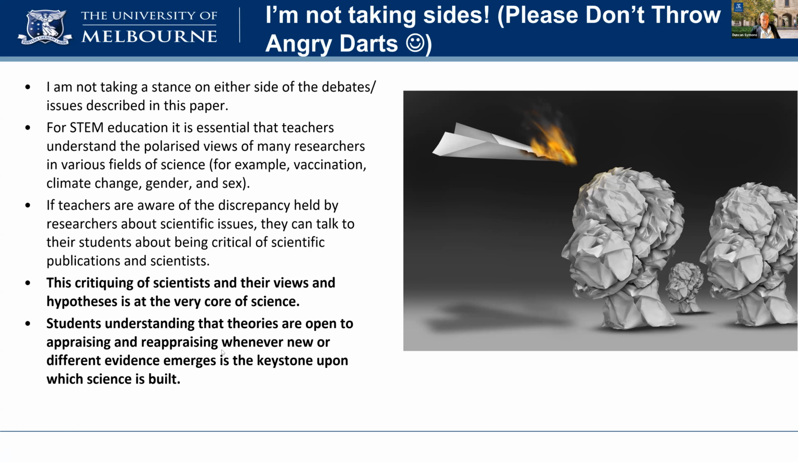I guess if teachers are aware of the discrepancy held by researchers about scientific issues, they can talk to their students about being critical of scientific publications and scientists. So that critiquing of scientists and their views and hypotheses, that is science. And I don't think often enough our students are made aware of that. In fact, research shows that many students still believe that science is a bunch of facts and procedures, just like maths, to be learned, rather than theoretical constructs that allow us to investigate the world around us and the phenomena that exist in the world.